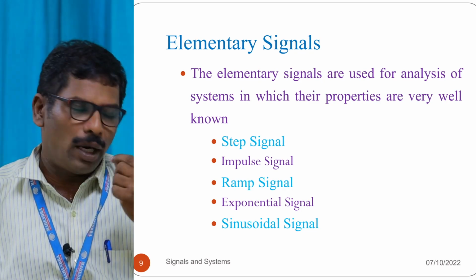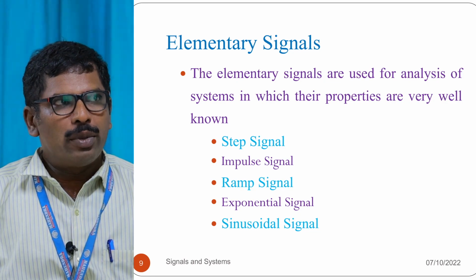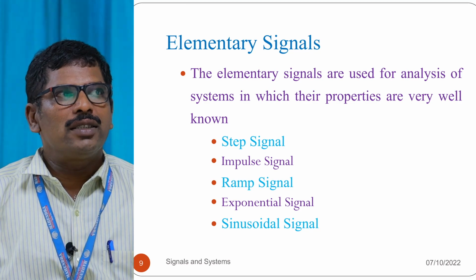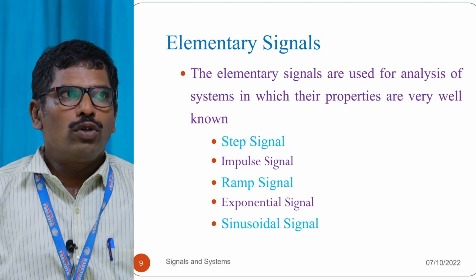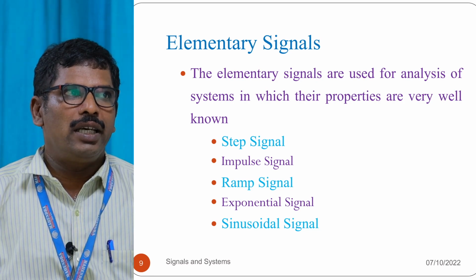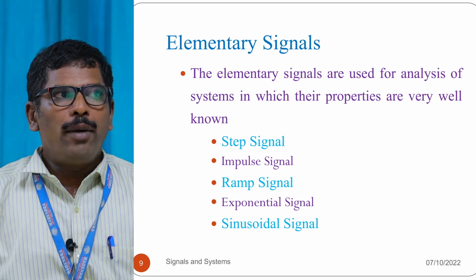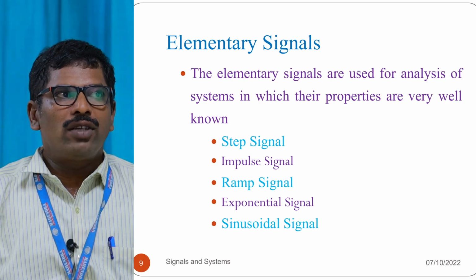The basic property of an elementary signal is that I know its properties and all the possible actions I can do with it. Simply, I know the properties of the signal. It consists of the step signal, impulse signal, ramp, exponential and sinusoidal signals.